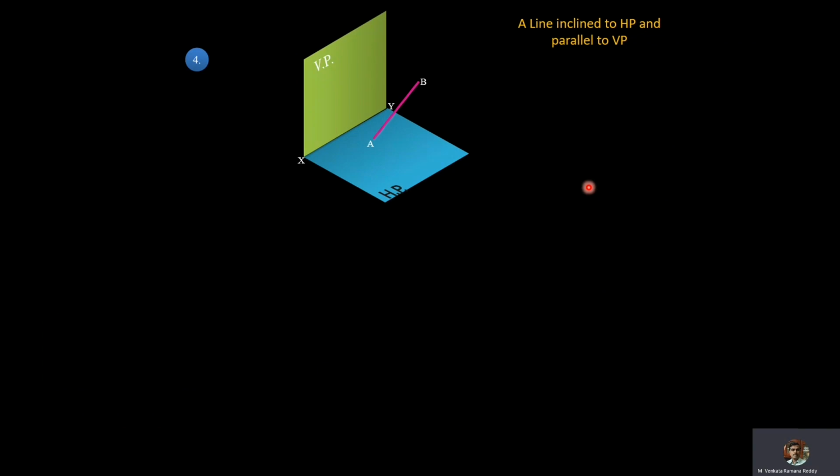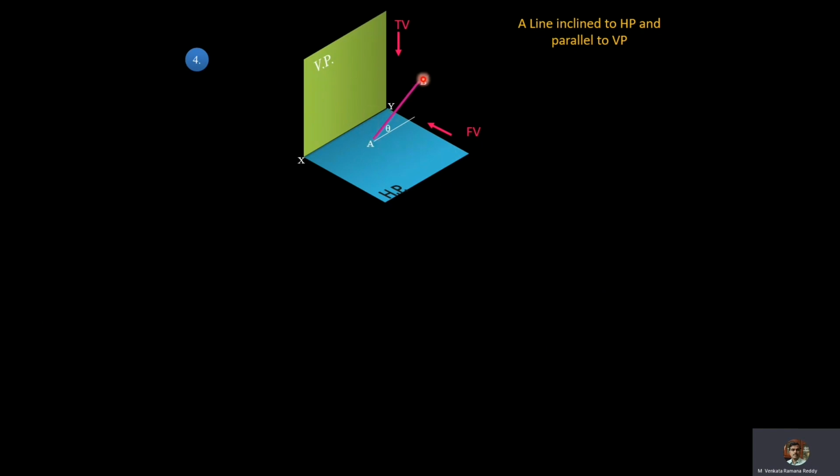We are discussing now projection of straight lines. Under this, the present case is a line inclined to HP and parallel to VP. Here, this line AB is making an angle theta degrees to the HP. Inclination with HP is seen in front view, and line inclination with HP is denoted by theta. Now we'll draw the projections. First we'll draw front view, then top view.